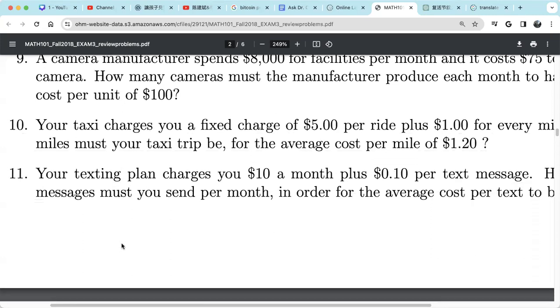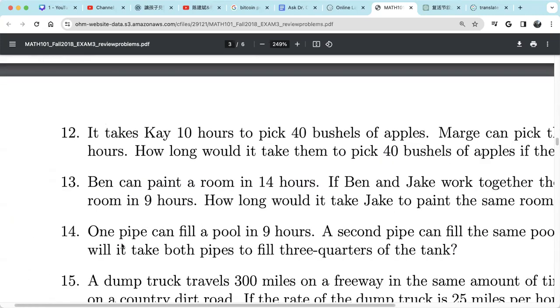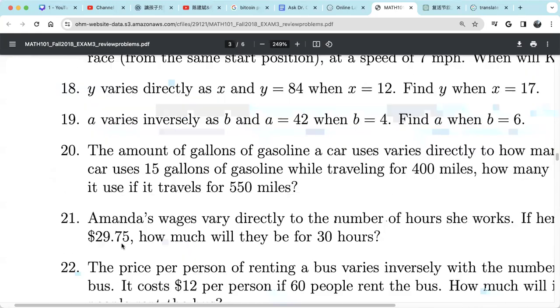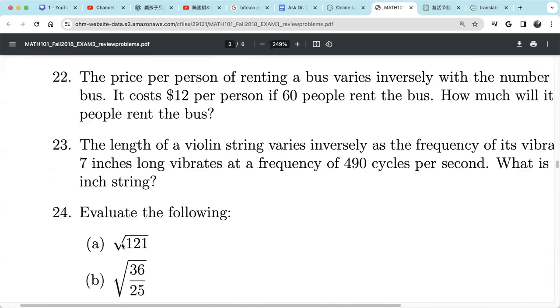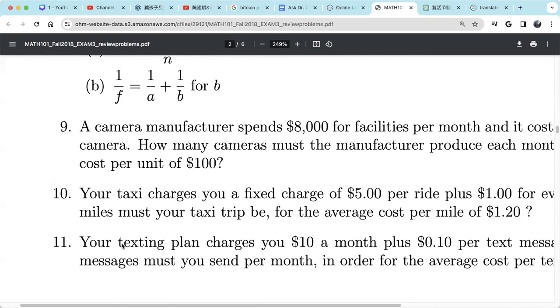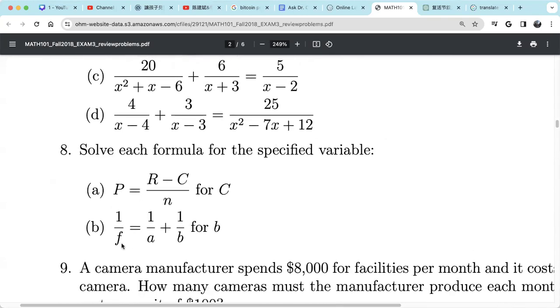So we have 9, 10, 11, 12. All those are word problems. Okay, I'm going to take a break. So I did 5 to 8.